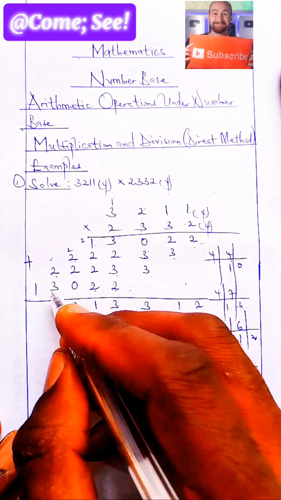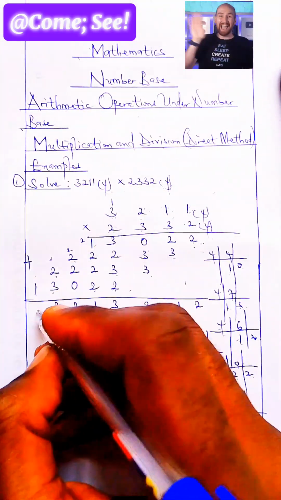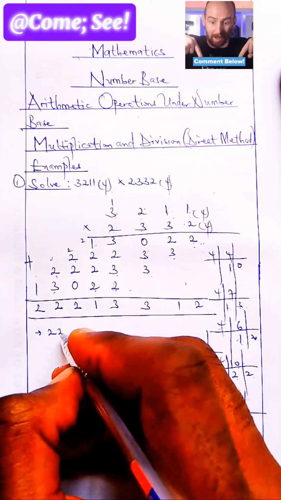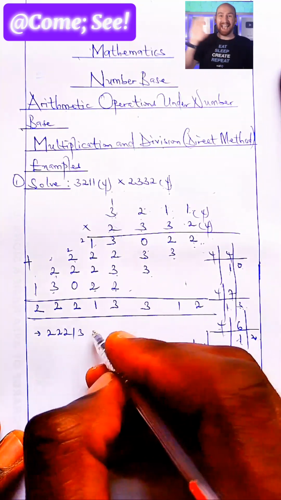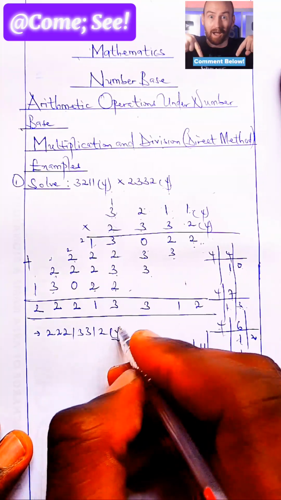1 plus 2, 3. 3 plus 3, 6. 4 in 6 is 1, remainder 2. 1 plus 1 is 2. And that's all. 2, 2, 2, 1, 3, 3, 1, 2 in base 4.